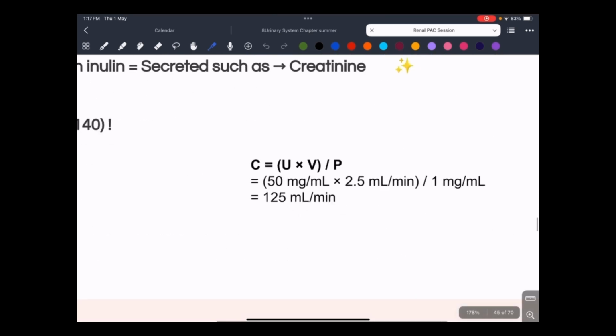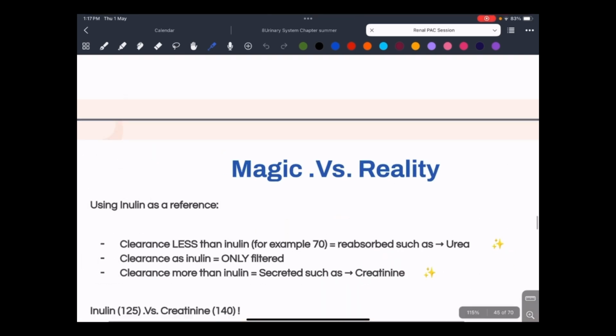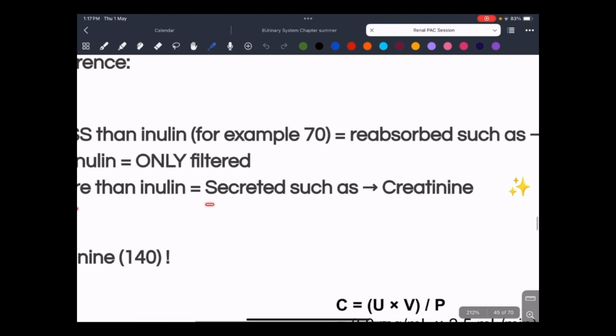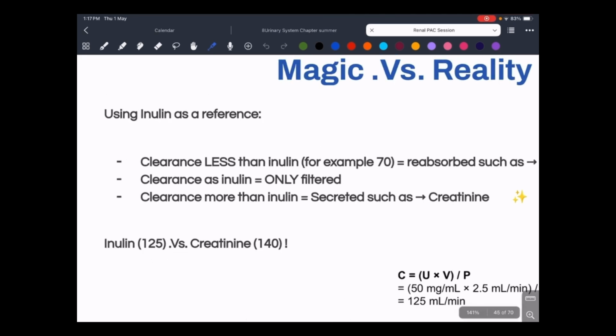Remember in the formula we compare the amount that's in the urine to the amount that's in the plasma. So basically, if I see clearance more than inulin, that means it's secreted. I have added more than what is usually in the 125. So just keep this as a rule in your head.